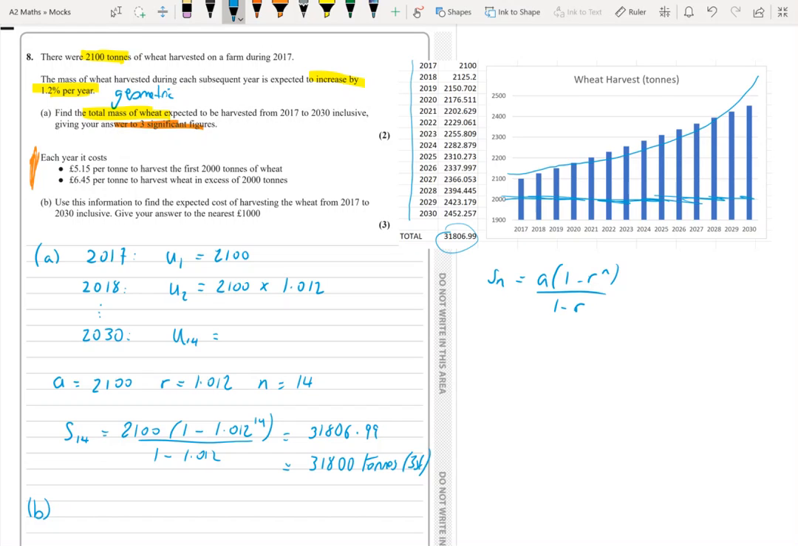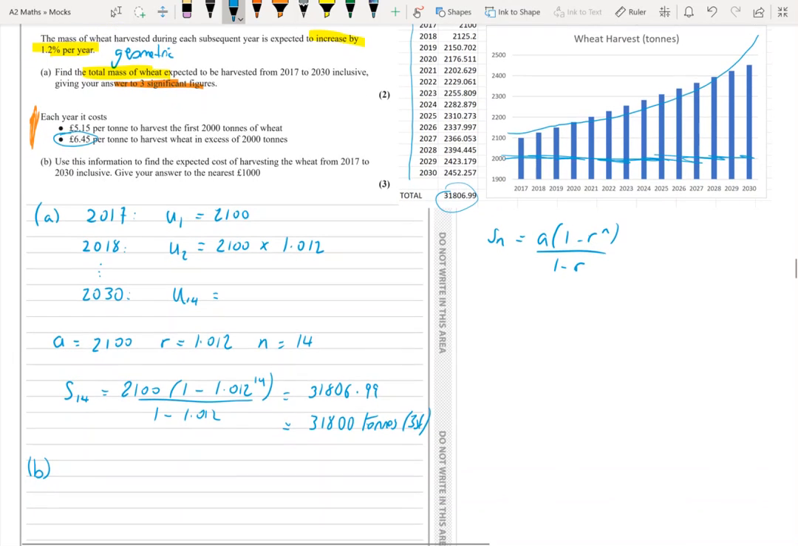There's several ways we could solve this. I like to think of it as a total and a discount. So imagine to start with we had to pay that £6.45 on everything we produced. So imagine we had to pay £6.45 per tonne on 31,806.99 tonnes. Remember to keep those exact values. Well, that would cost us 205,155.10. It's just multiplication. The cost per tonne multiplied by how many tonnes there were.